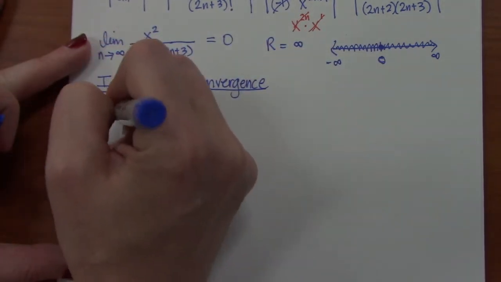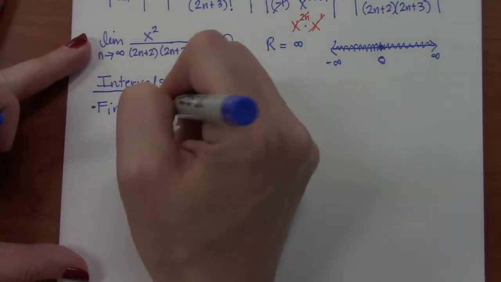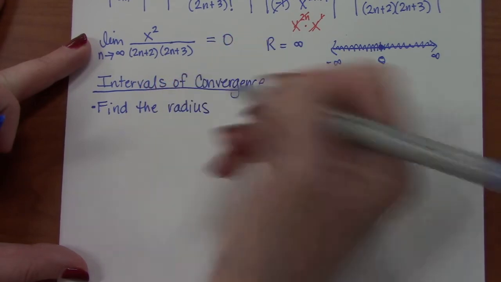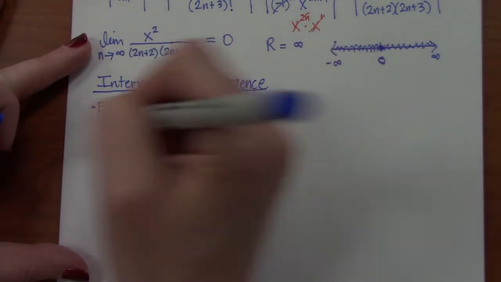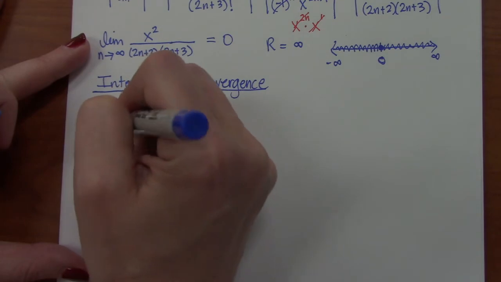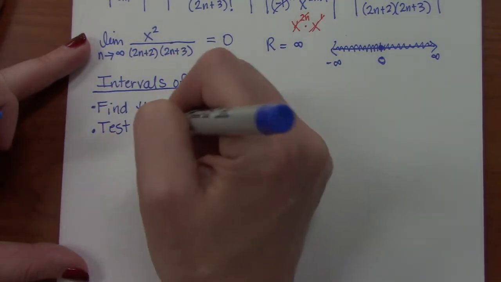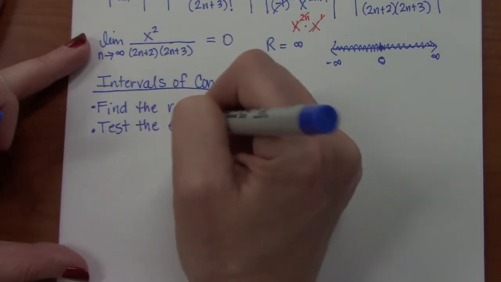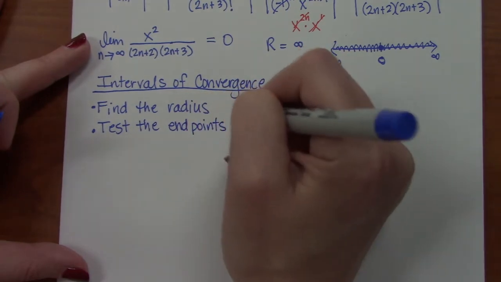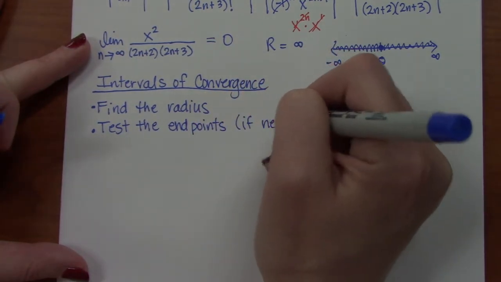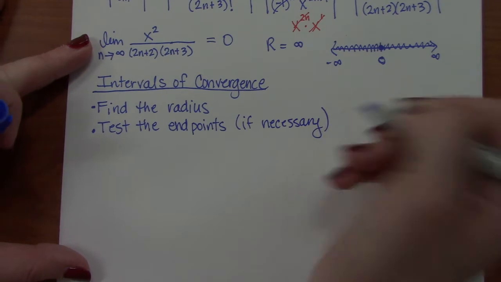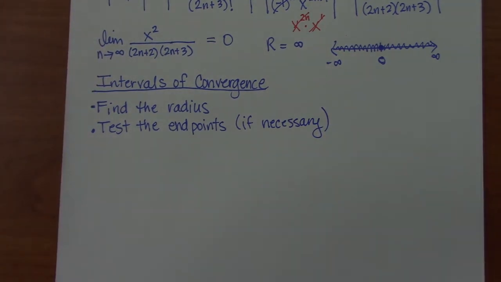So the first thing we're going to do is find the radius, and then we're going to test the endpoints if necessary. So earlier I told you all of these power series will fit into one of three categories.